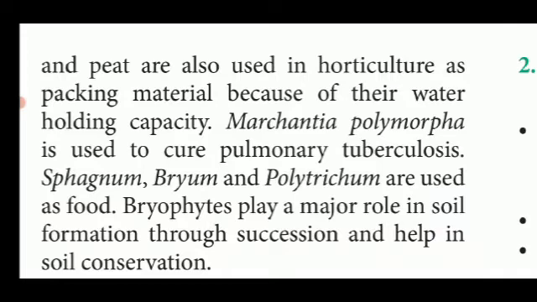Marchantia polymorpha is used to cure pulmonary tuberculosis. So it is used in the treatment of tuberculosis. Sphagnum, Bryum and Polytrichum are used as food.